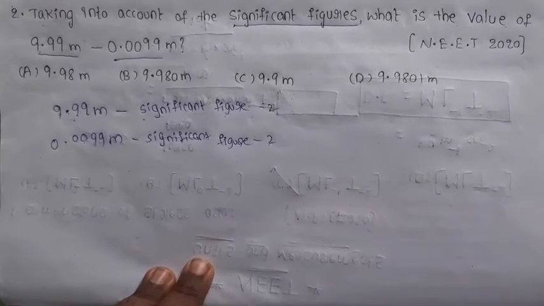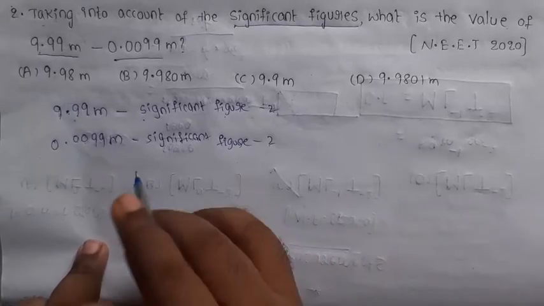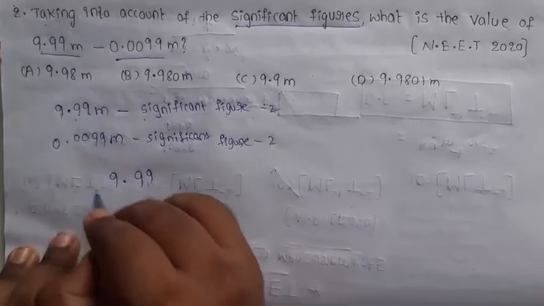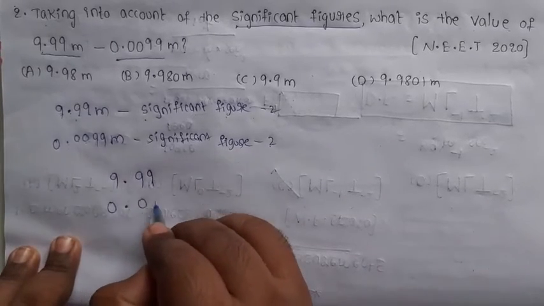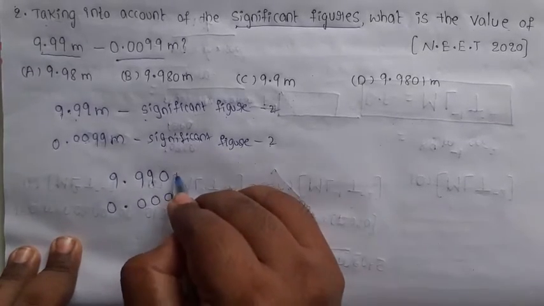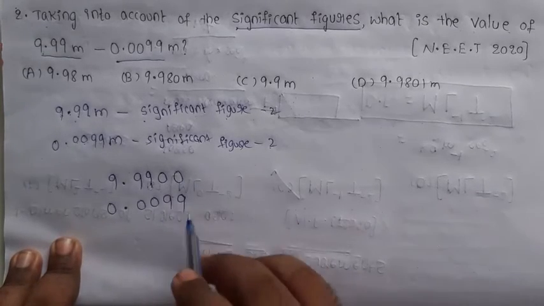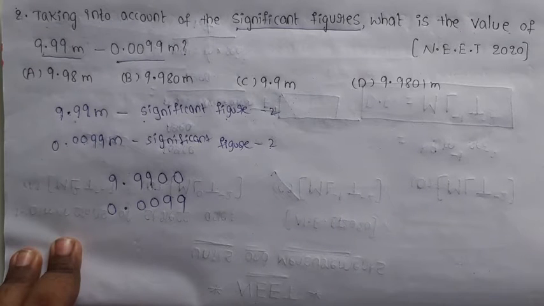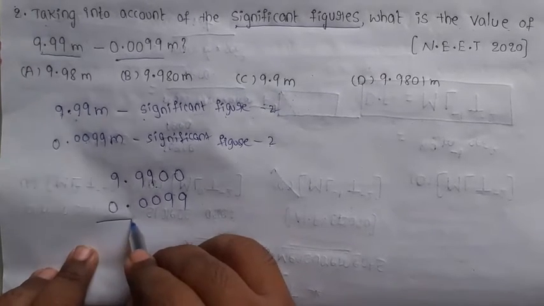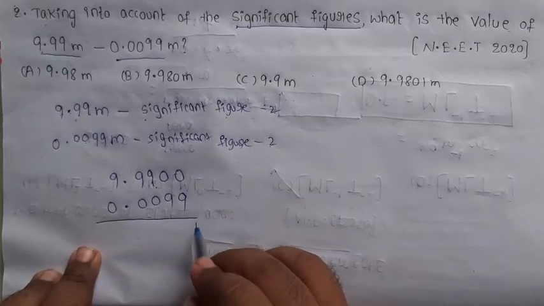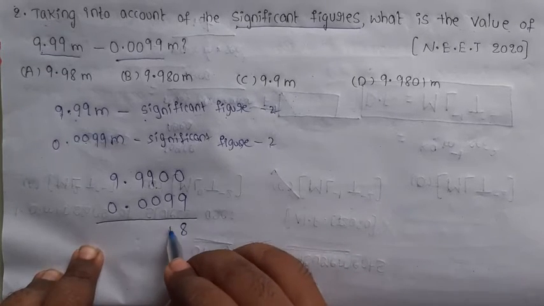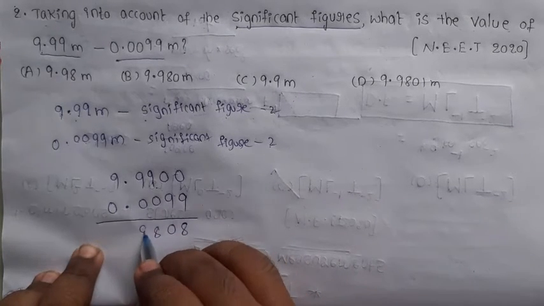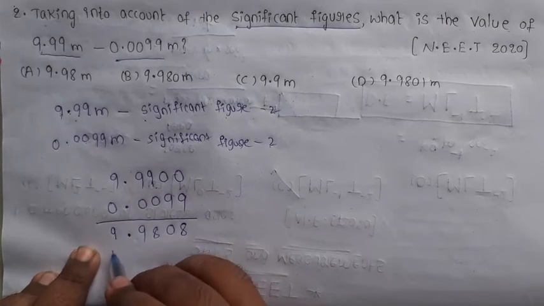Now I am subtracting. This value is 9.99, and here 0.0099, I am taking it as 0.0099. If you place these two zeros, the value never changes, because we are not considering them as significant. Subtract these values. So here 8, 0, 8, 9, the point is there, and again 9.